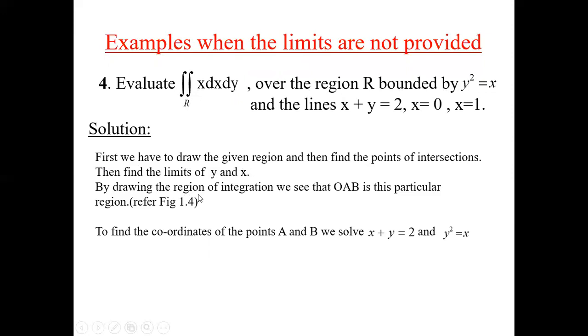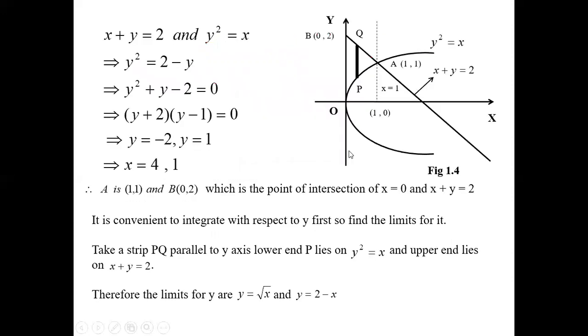By drawing the region of integration, we see that OAB is the particular region. To find the coordinates of the points A and B, we solve x plus y equal to 2 and y square is equal to x. So y square is equal to x is a parabola, and these are two lines, that is x plus y equal to 2, x is equal to 0 and x is equal to 1. So if you see this figure, you can understand that y square is equal to x is a parabola, which is symmetric about the x-axis.